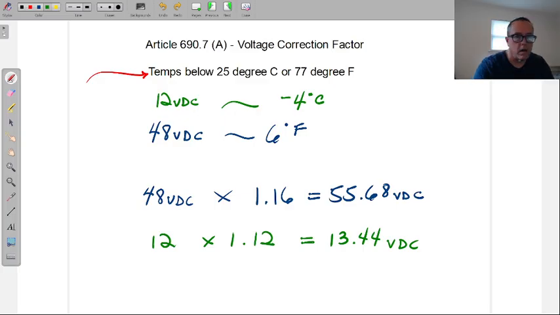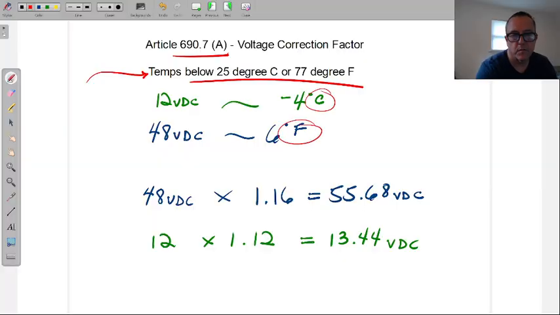All right, so a few things again. Know the article the voltage correction factor comes from. Know the temperature that we have to start changing the voltage at, and then, like I said, keep in mind Celsius versus Fahrenheit from there. Not too difficult.